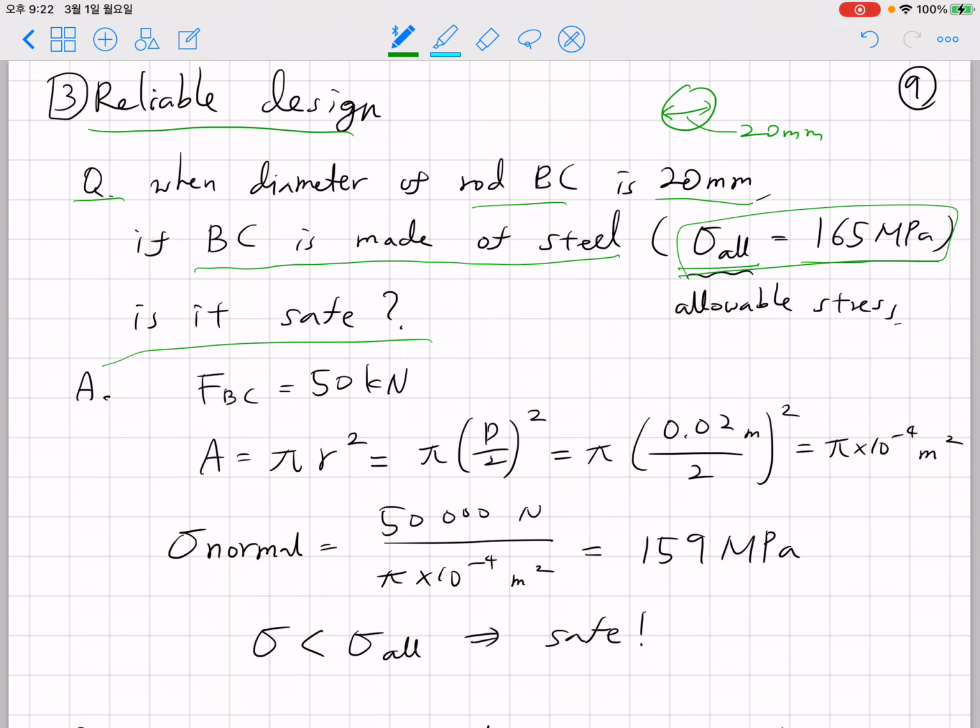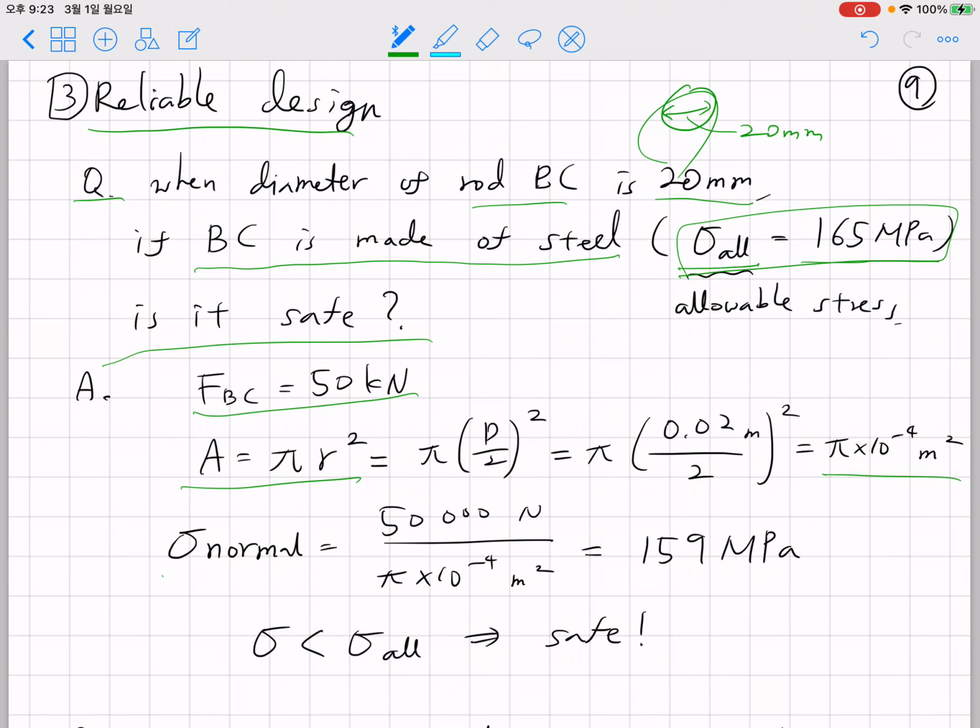Okay, so if somebody gives us the guideline stress, the stress that the material has must be smaller than this guideline stress. Okay, that's the idea we have. So let's try to get the numbers. The force acting on rod BC is 50 kilonewton, and the area of this circle is, if we plug in d over 2 as radius, the area turns out to be pi times 10 to the negative fourth power square meter.